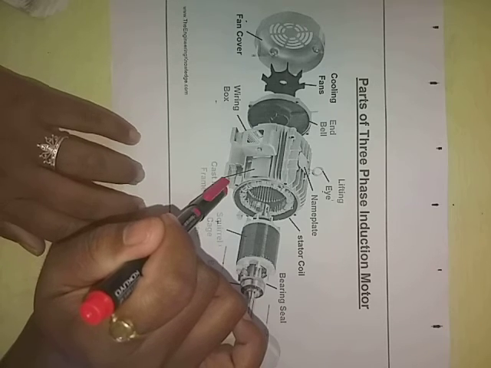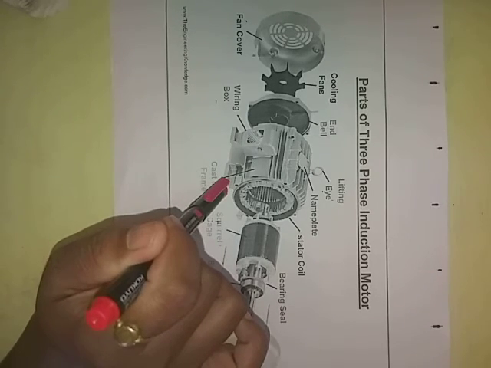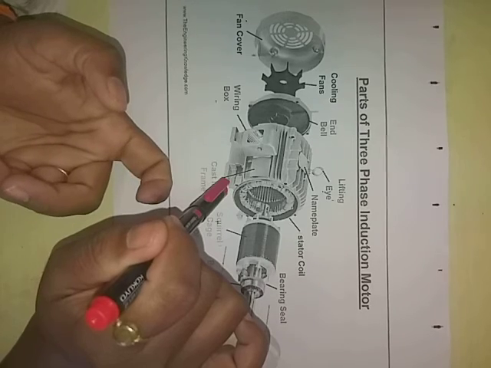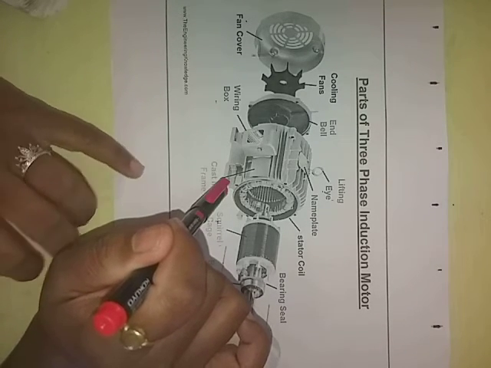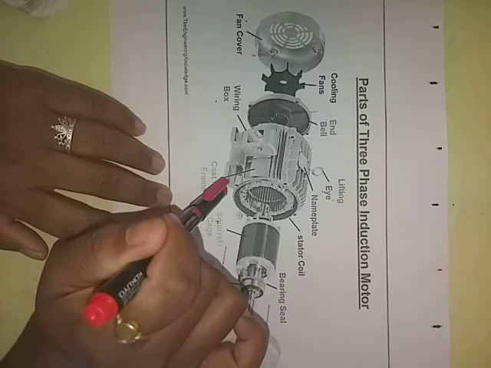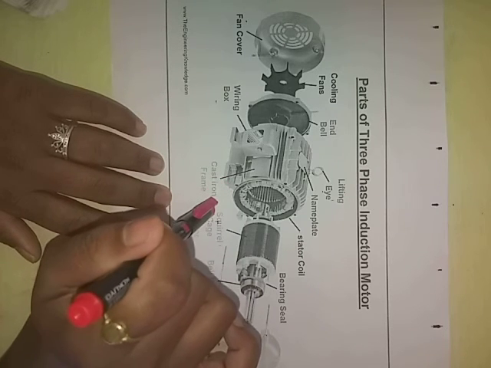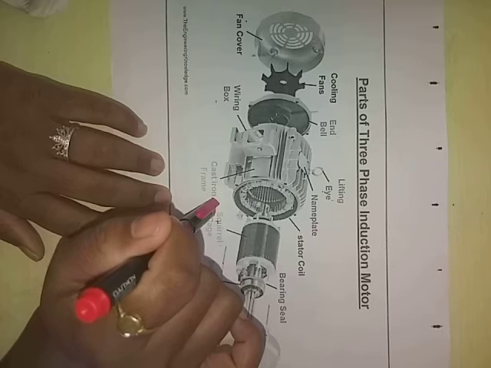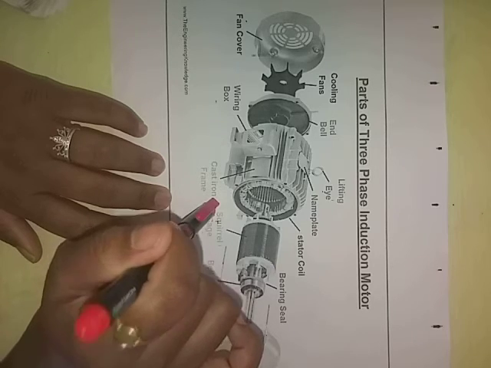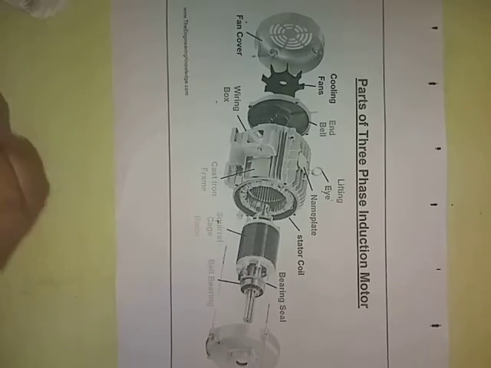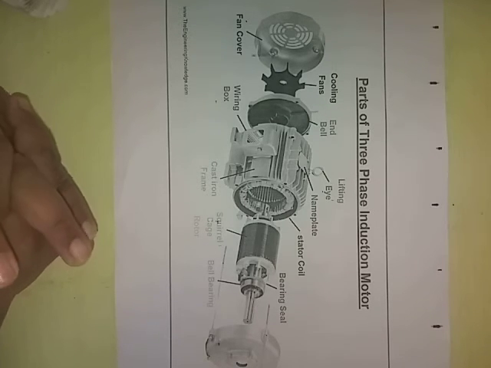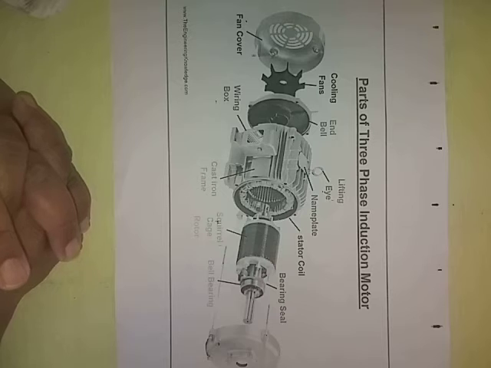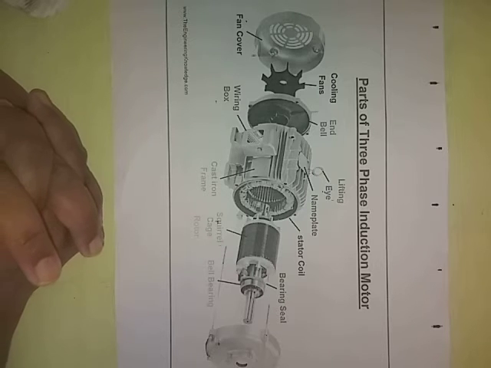Next one is the slip rings. In the slip ring induction motor, the slip ring type rotor, the slip rings are available, and these slip rings are again made up of phosphor bronze. These are made up of phosphor bronze or copper, and these slip rings are used to connect the external rotor resistance with the help of brushes. These are available in the slip ring type induction motor.